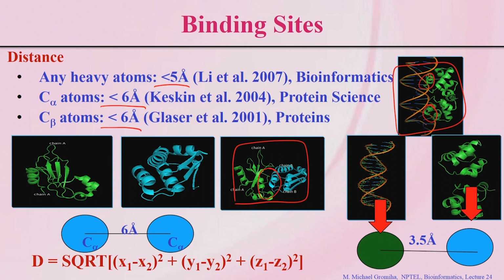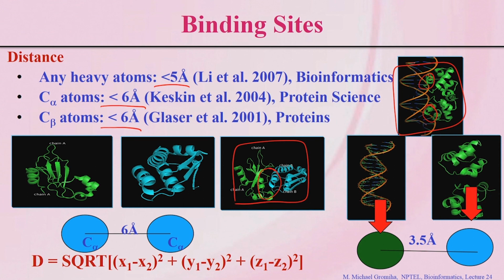So, you have the equation to calculate the distance, right, the square root of (x1 minus x2) whole square, plus (y1 minus y2) whole square, plus (z1 minus z2) whole square, right. Then you keep the distance cutoff, say 5 angstrom for any heavy atoms or 6 angstrom for any C alpha atoms, and if the distance is less than this, then we see that two residues are in contact and the two residues may form the interface residues, because they share the common interface, one residue from protein 1, another residue from protein 2, because they are very close in space.